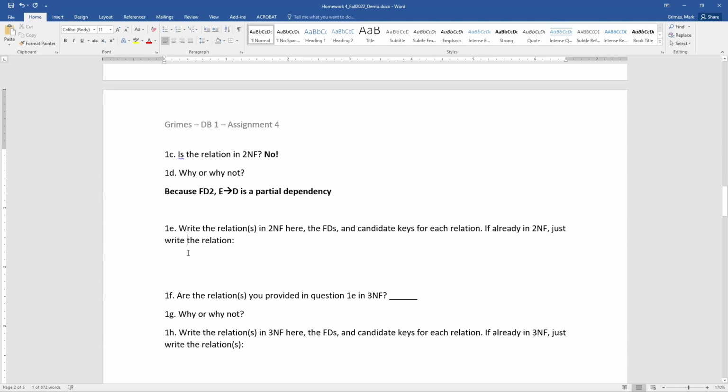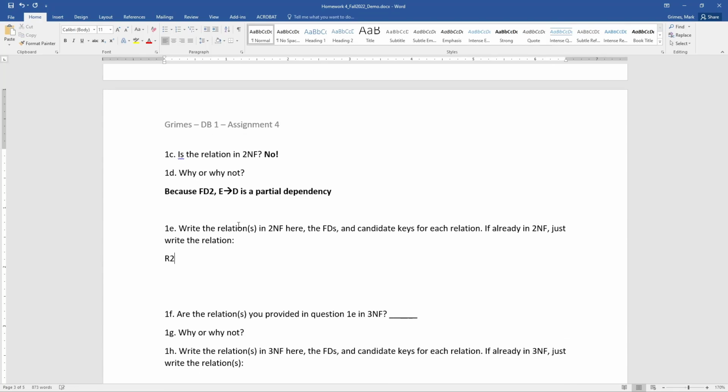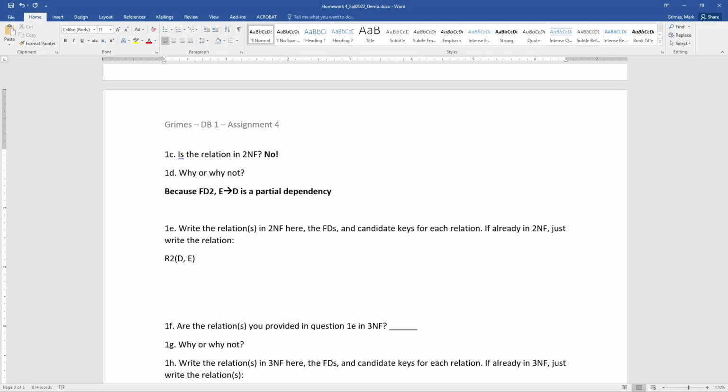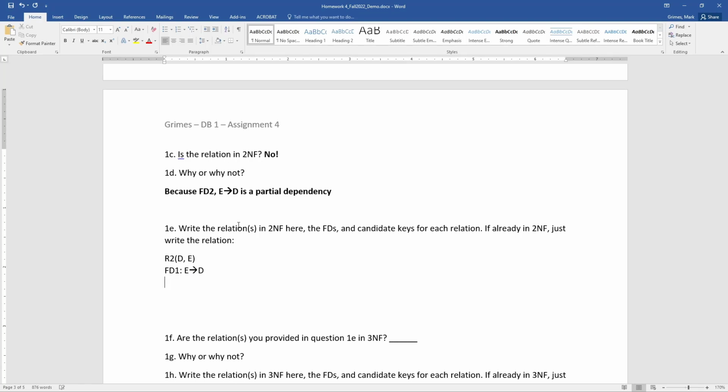Okay, so I'm going to create a new relation, just call it R2, and it's going to have the attributes D and E in it with a functional dependency of E functionally determines D, and it's going to have a candidate key of E, because E can functionally determine everything in this relation. E determines itself, and E functionally determines D based on functional dependency 1. Okay, so we've created a new relation, or essentially a new table in our database containing these two attributes.